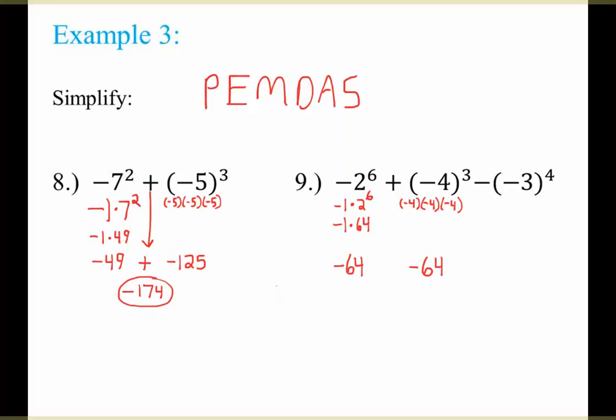Now don't overthink this. Sometimes you see the negative 64, negative 64, maybe you're thinking that they cancel out. Don't even think about that stuff yet. We'll come back to the addition and subtraction and see what happens.